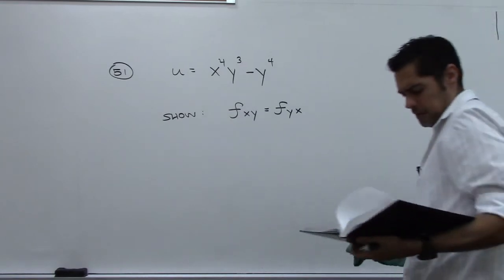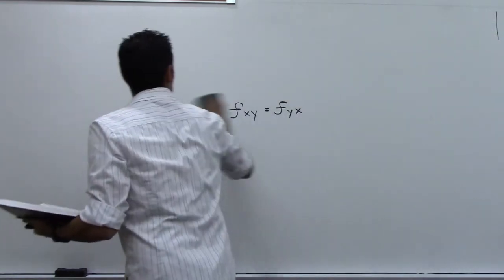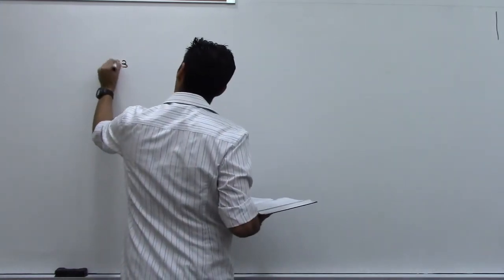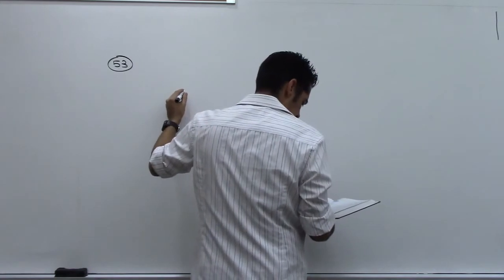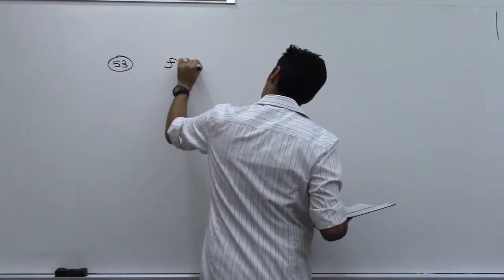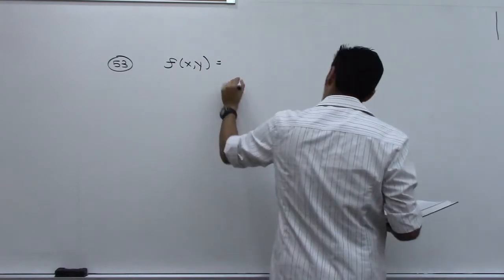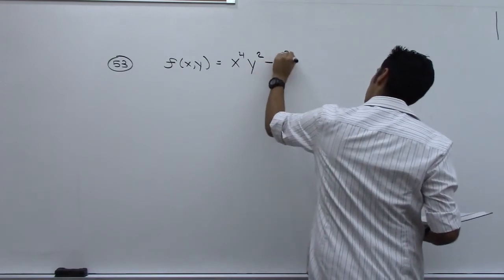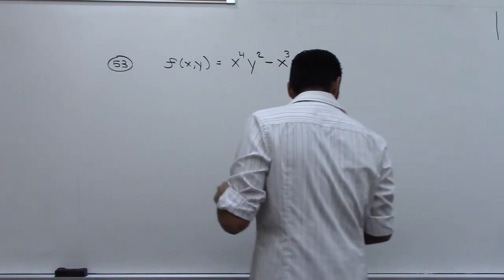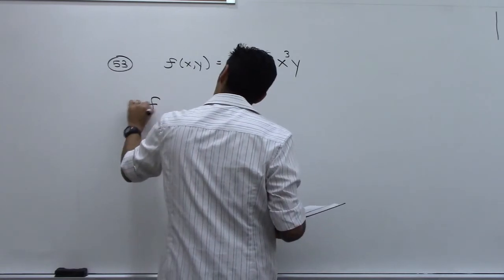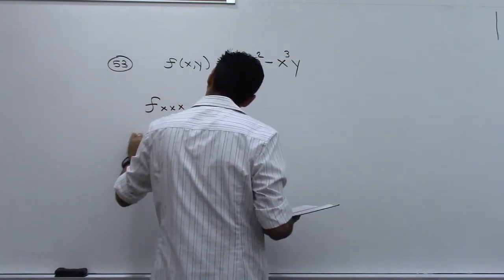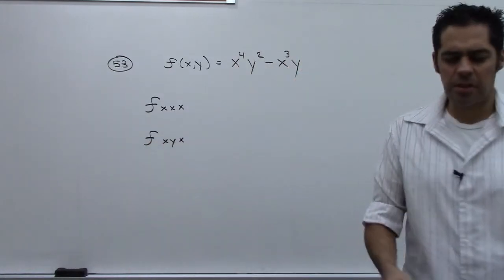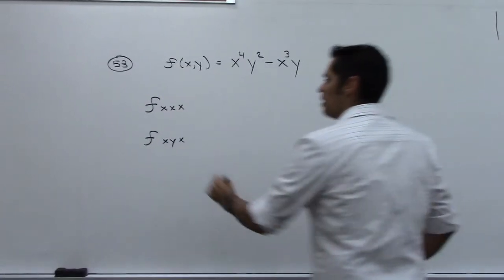All right, number 53. We have f of x y equals x to the fourth y squared minus x cubed y. And you're asked to find f x x x, and then f x y x. And I'm just going to do one of these. So I'll do this one.